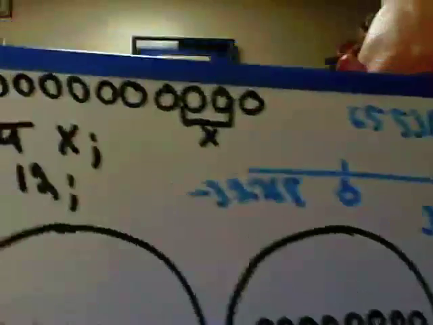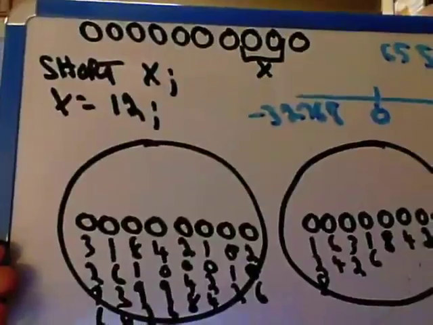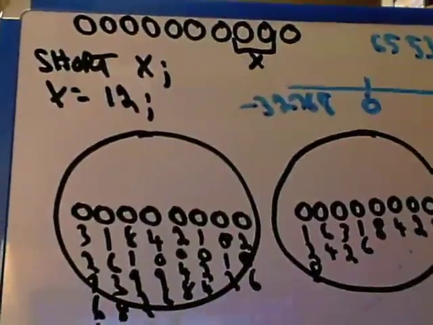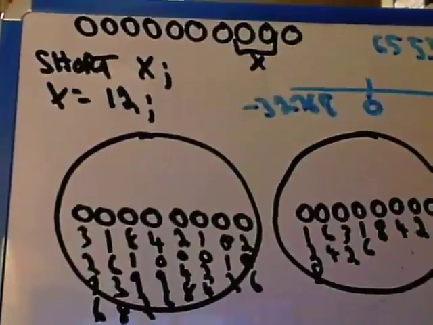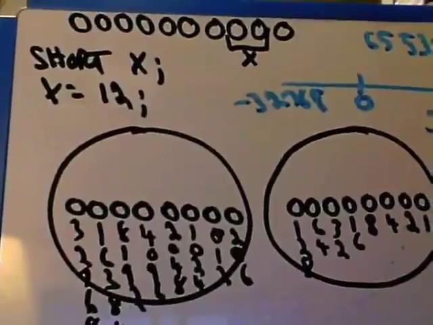Okay, I'd like to talk about why the range of a short is from minus 32,768 through 0 to positive 32,767. Let's take a look here. We're going to create a variable called x, and x is a variable type short, and you can see up in RAM it's going to take up 2 bytes in memory. I'm going to assign the value of x 12.